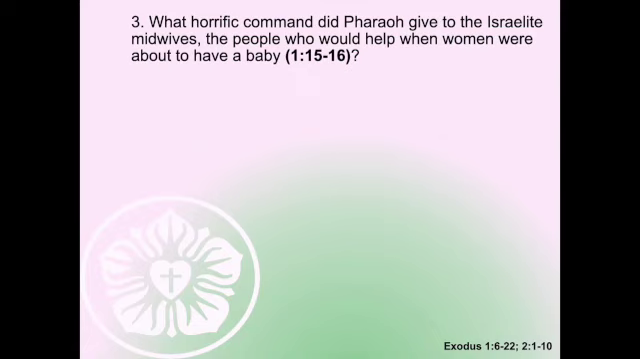Number 3, we touched on this one already. What horrific command did Pharaoh give to the Israelite midwives? Yeah. He said to throw the baby boys in the Nile River. All right, throw the boys in the Nile River. Kill the baby boys.